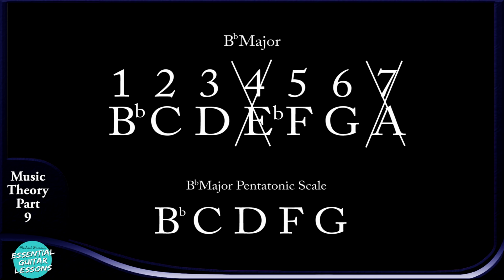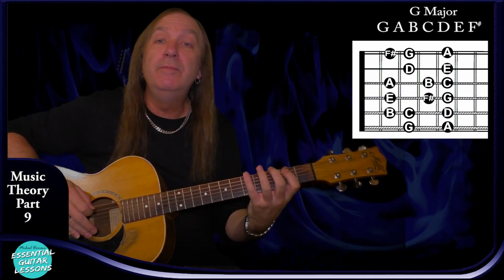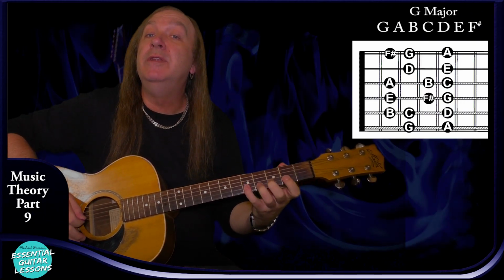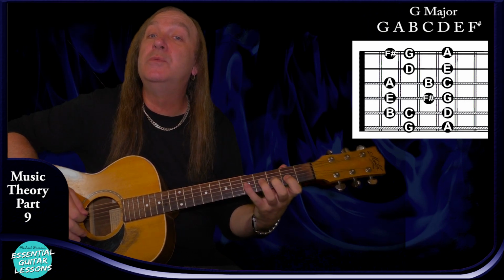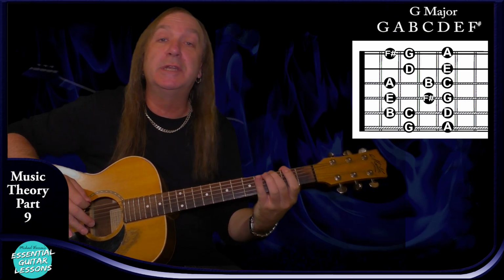So let's have a look at that on the guitar. So we'll do G major. Now the notes are G, A, B, C, D, E and F sharp. So I'll quickly play that one for you. And we did this in previous lessons as well. So that's our G major scale.